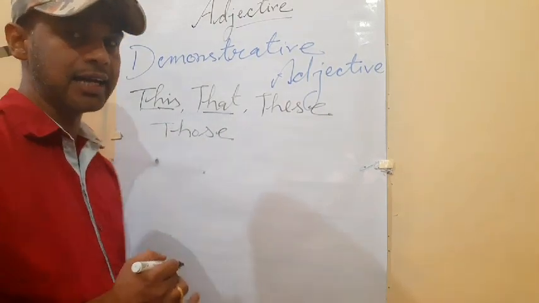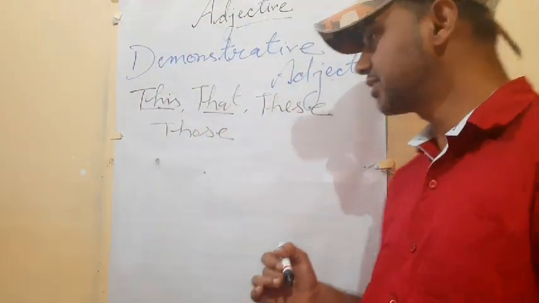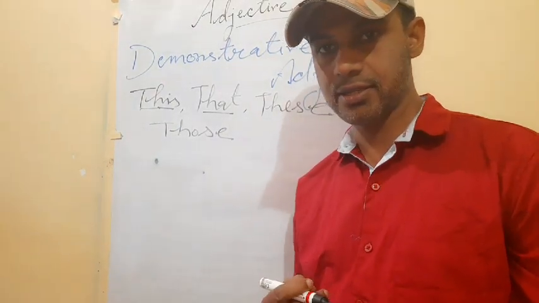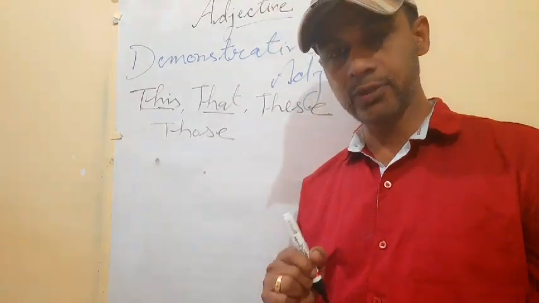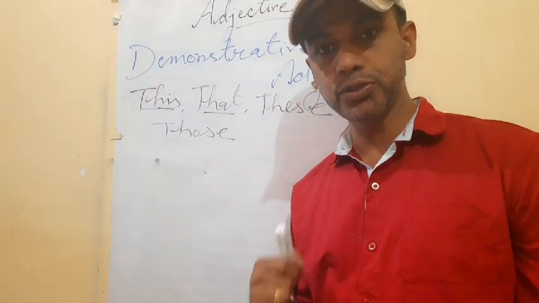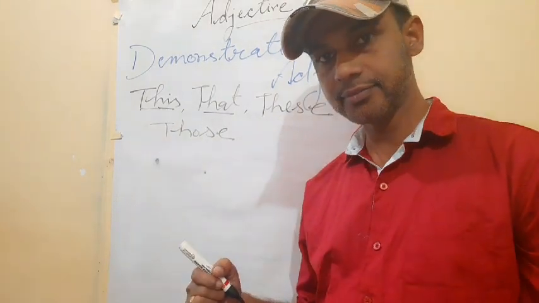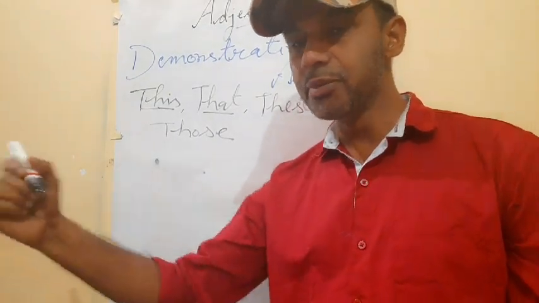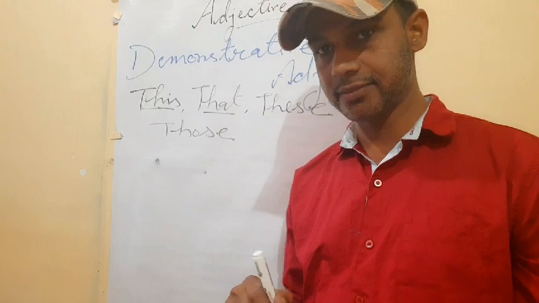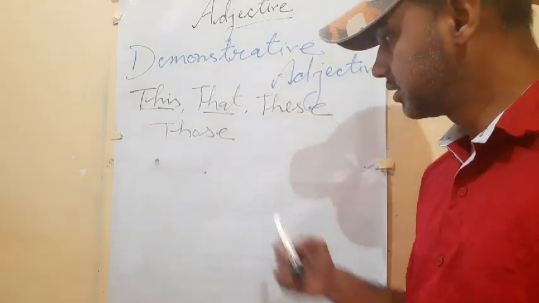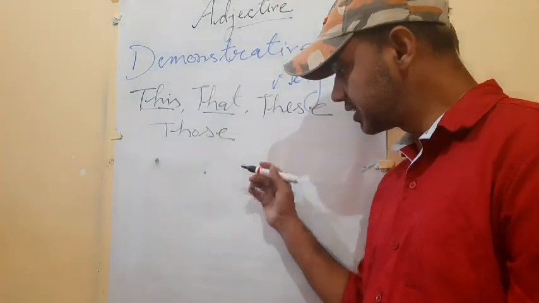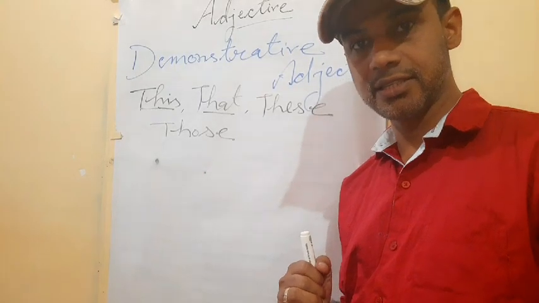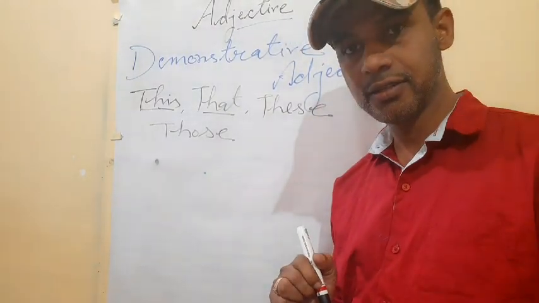What is the difference between this and that? This is used for something very close to me, or very close to us. If a noun is singular and very close, we use this. If that particular thing has a little bit of distance, we use that. Like, this chart is mine. See, the chart is very close to me, so I use this. Moreover, chart is singular.